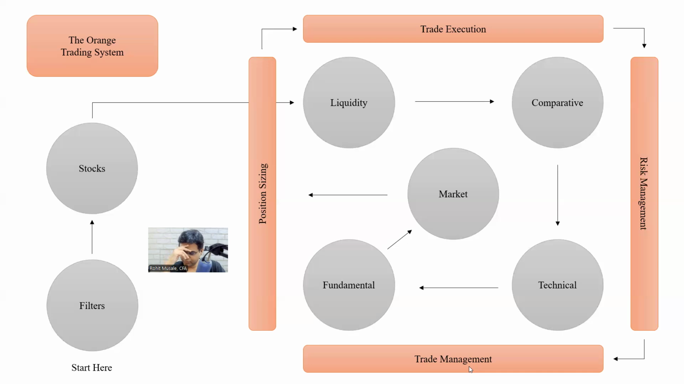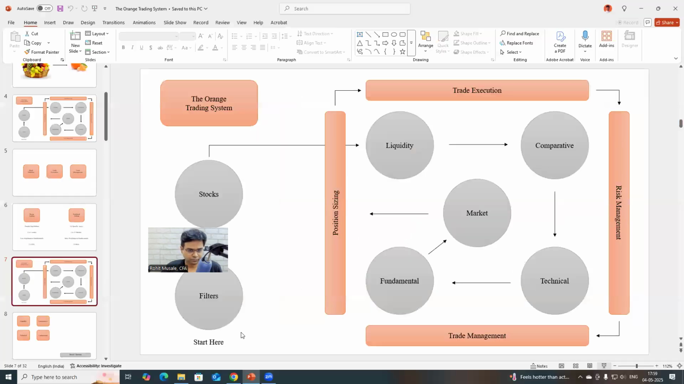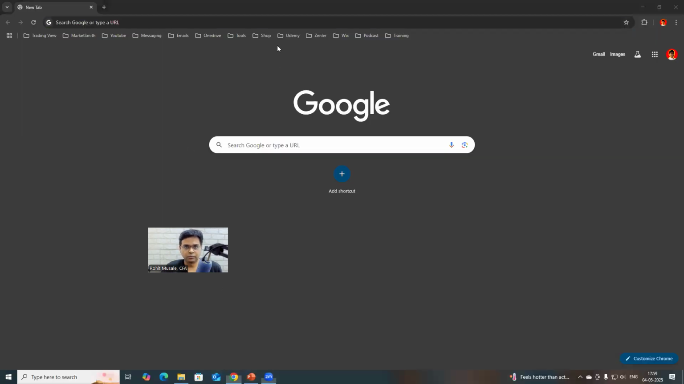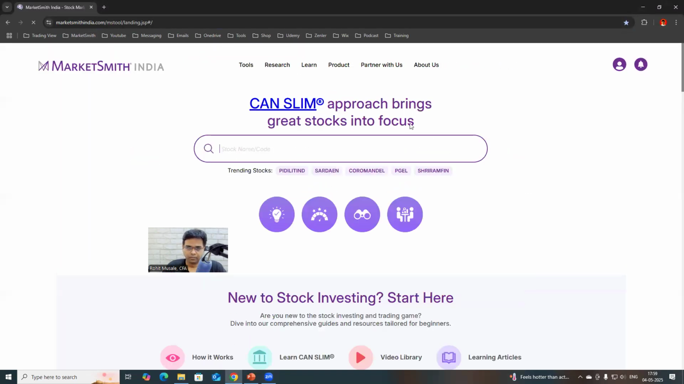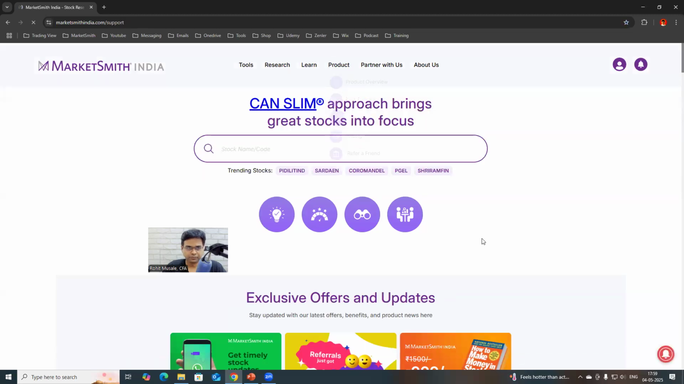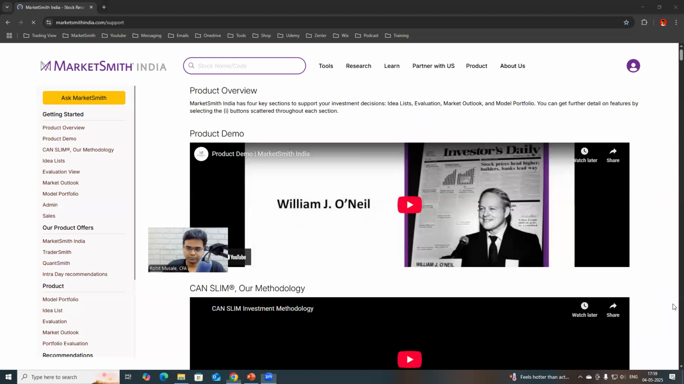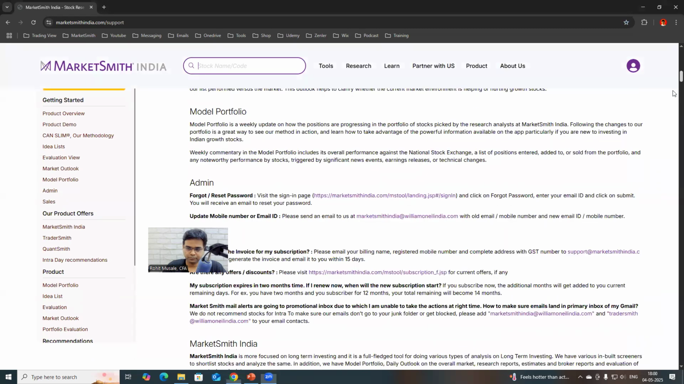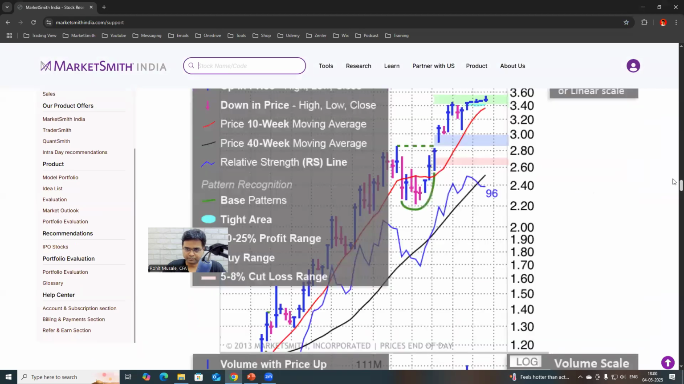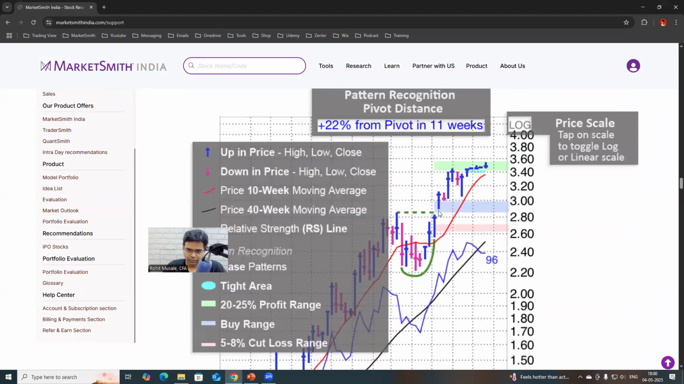Regarding a question that one of my students was asking, let me explain the question first. So let's go to MarketSmith. I go to product support, scroll down. Have a look at this. There is a blue shaded area, which is the pivot buy range. There is a green shaded area, the partial selling range, and the red shaded area, which is the stop loss range.